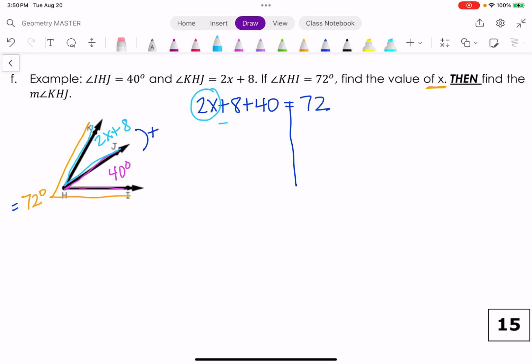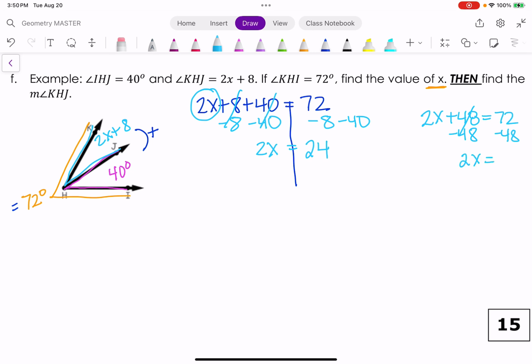How do I get rid of a plus 8? With a minus 8. How do I get rid of a plus 40? With a minus 40. Now, yes, you could have combined like terms, but I'm just going to save a step. 72 minus 8 minus 40 is going to equal 24. And I'll come over here and show you that you could have taken this step and done it like this, and then subtracted your 48 as well. It's going to give you the exact same answer, which is 24.